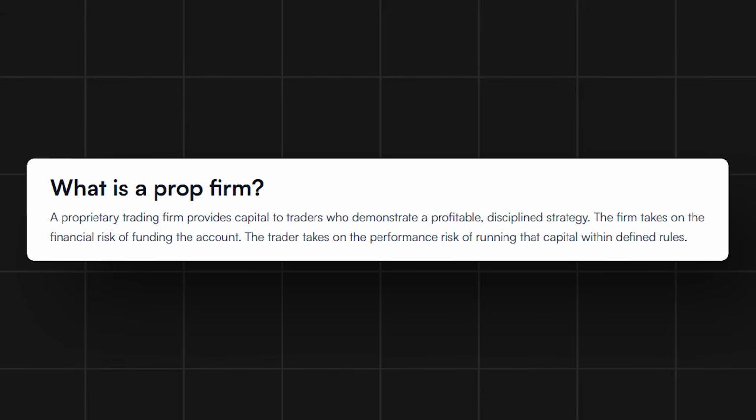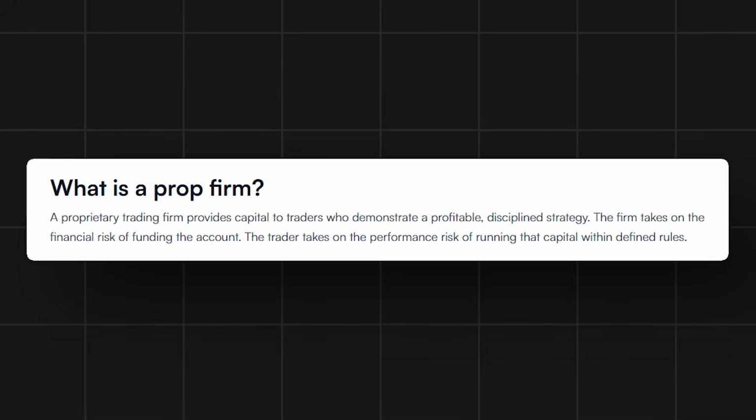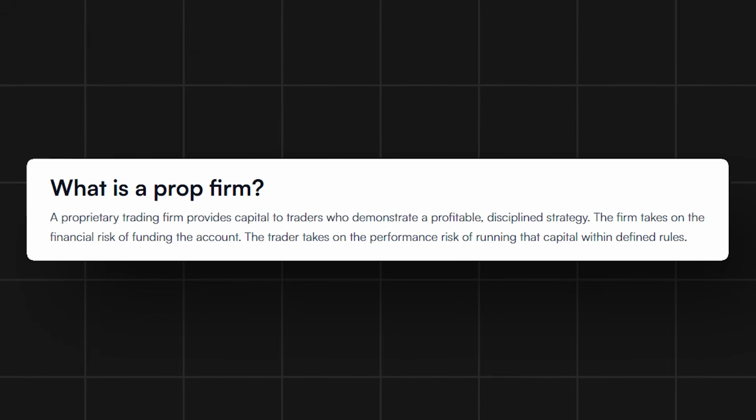What I personally use are prop firms. If you don't know what a prop firm is, it's pretty simple. You pay for an evaluation account. That evaluation is basically a test. There's a profit target you have to hit, and there are rules you cannot break. If you hit that target without breaking the rules, you can have access to a funded account. Then, depending on the company and its rules, you can trade that account and potentially take payouts.